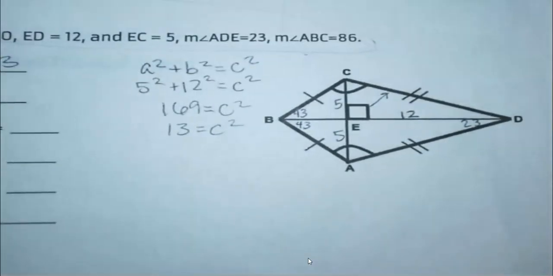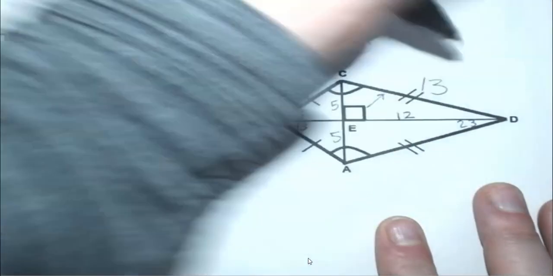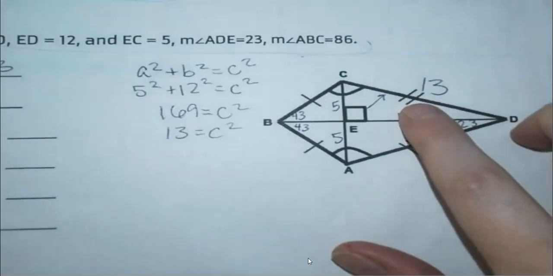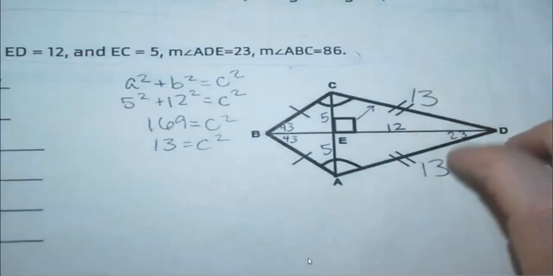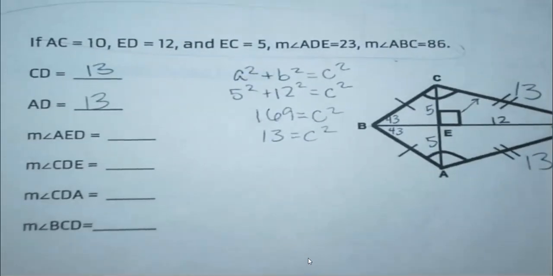So CD is 13. All right, if CD is 13, can anyone in here tell me what AD will be? Yeah, the same thing. Okay, so if you were like, where are they getting this? Look at these two little markings. This is 13, so is this. So once you find this, it unlocks AD. Both of those are 13. Okay, let's look at AED.